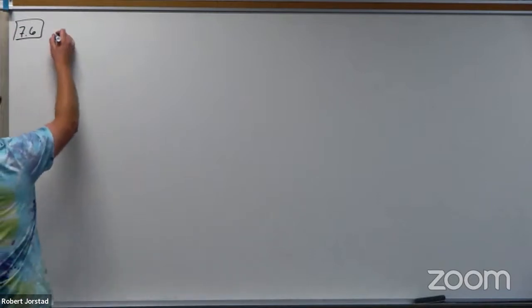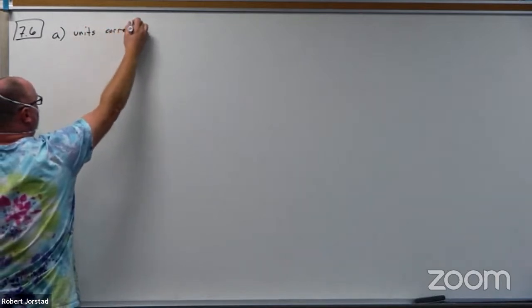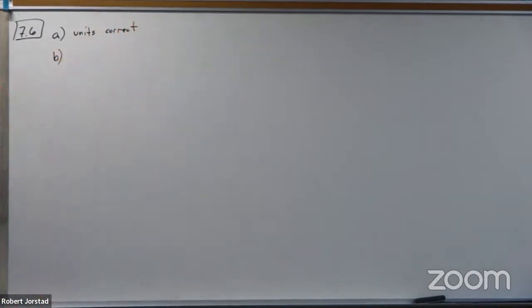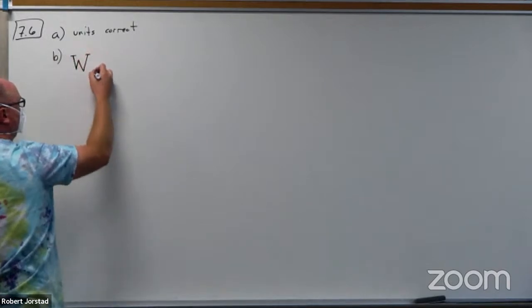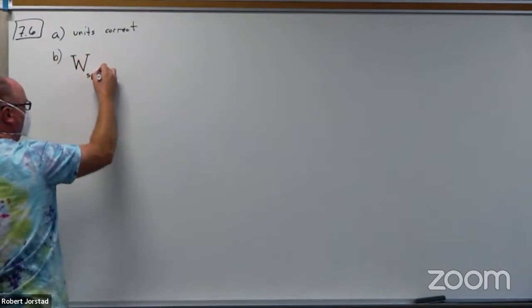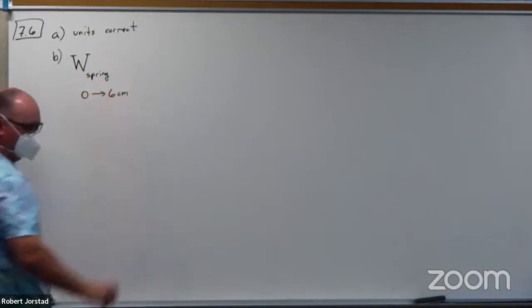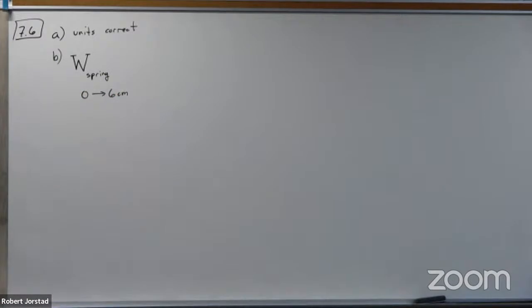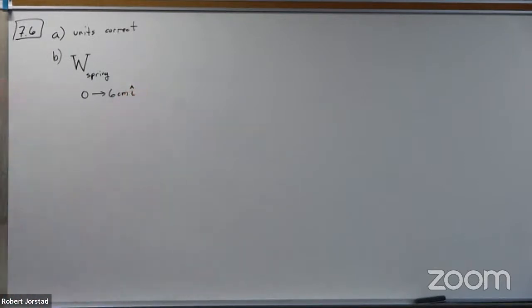Okay. We already did part A. Units correct. Remember we just checked the units? In part B, it says, determine the work done. I want the work done by the spring going from 0 to 6 centimeters. Is that right? Yes. Okay. I think it says 0 to 6 centimeters I hat.